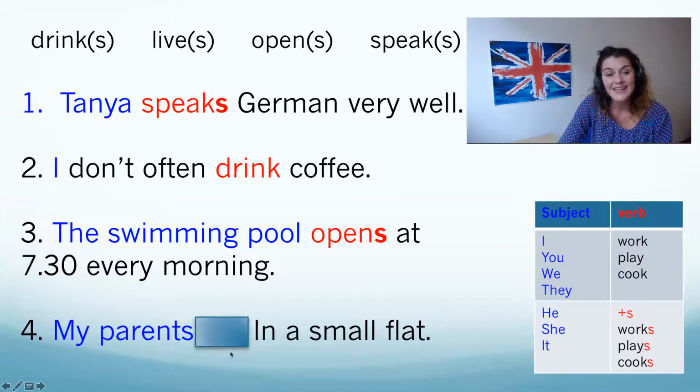Well done. My parents live in a small flat. The missing verb is live. We don't have an S because the subject is my parents, which is the same as they. They live in a small flat.